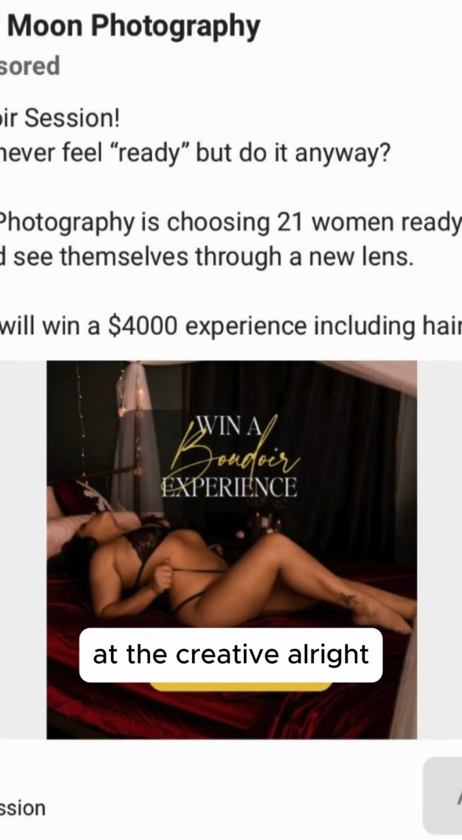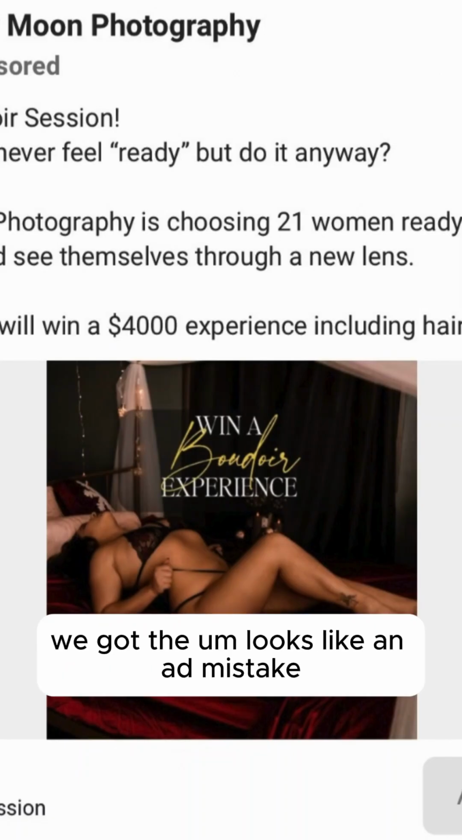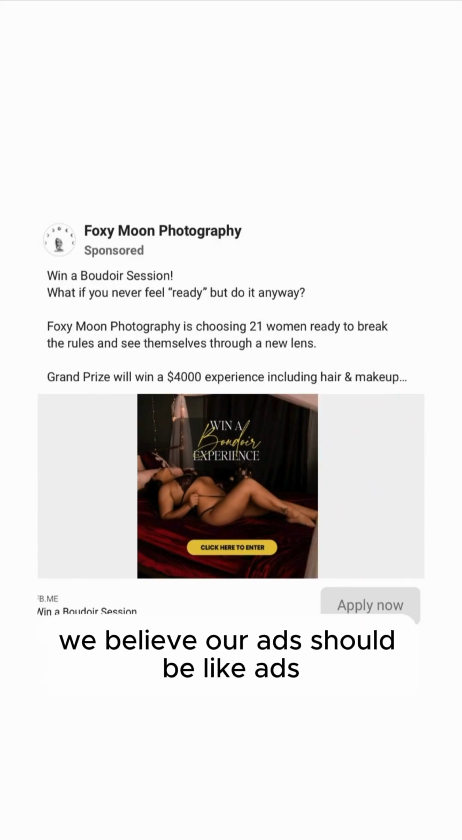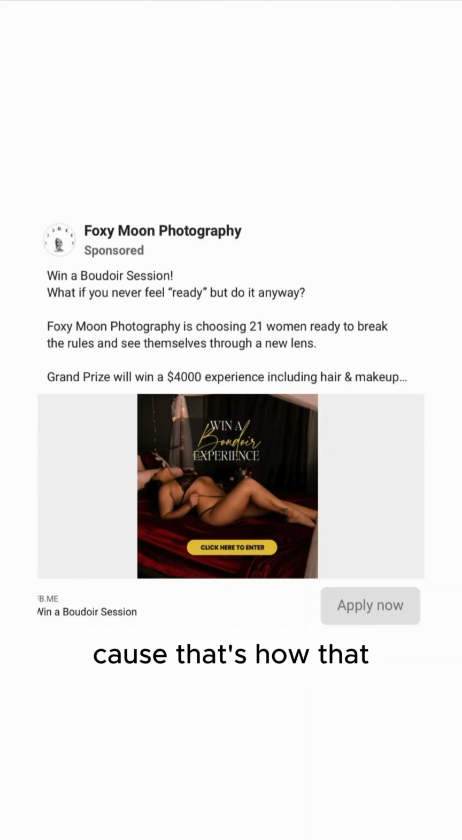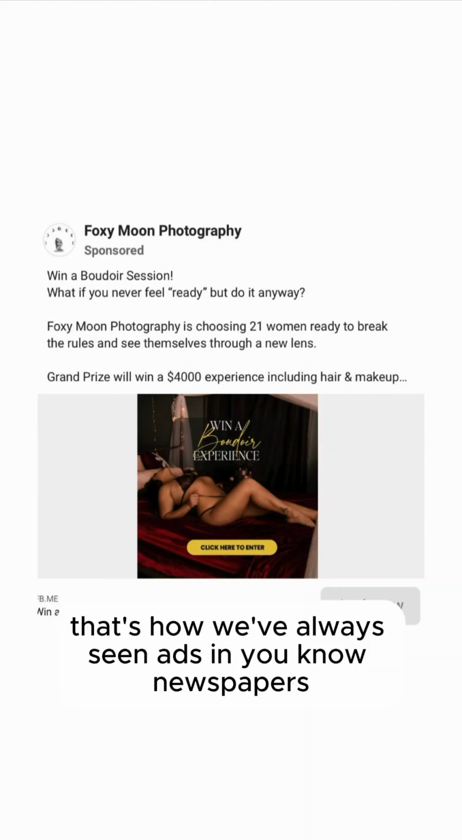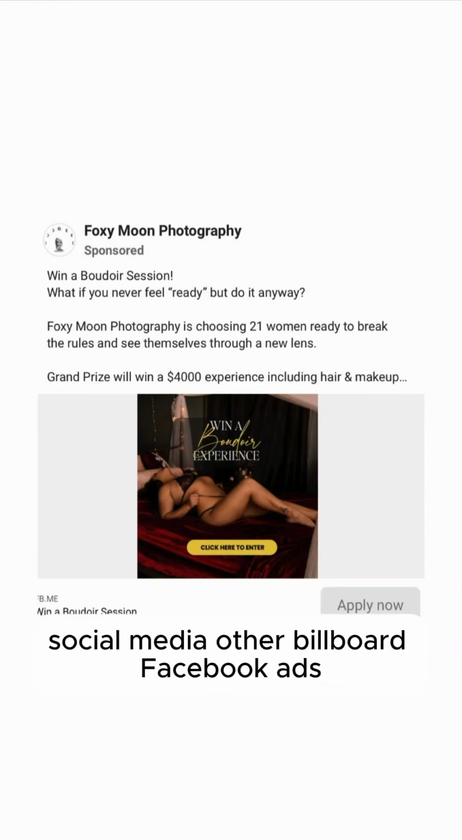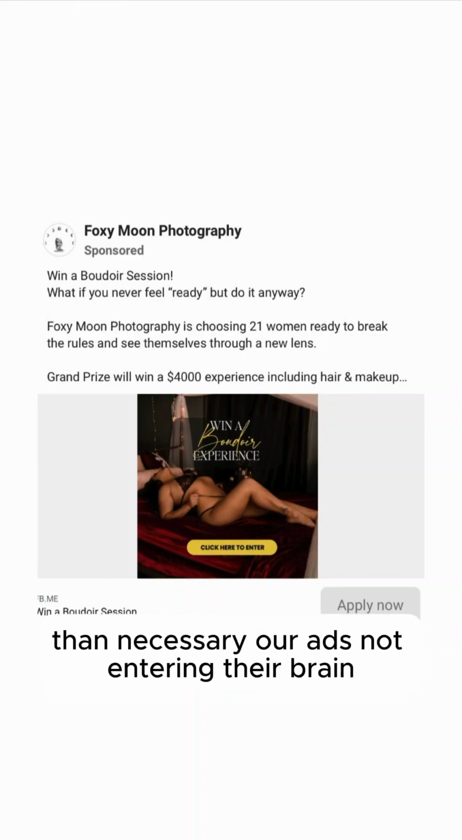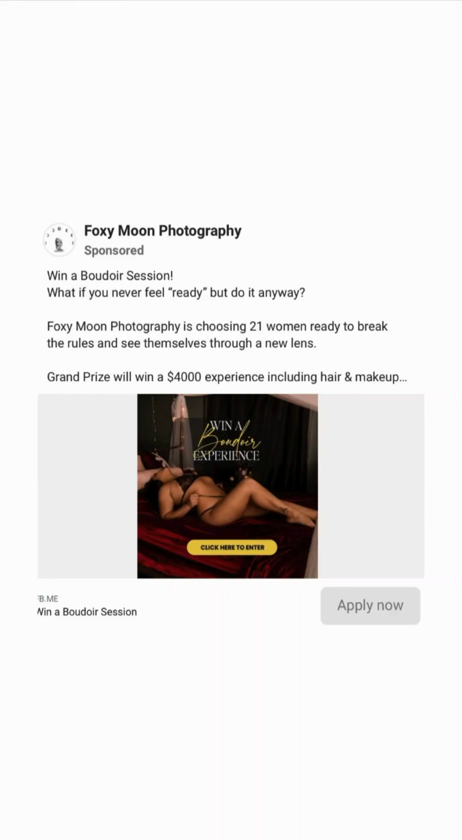Now, looking at the creative, all right, we got the looks like an ad mistake. The false belief that caused us to make this mistake is we believe our ads should be like ads, because that's how we've always seen ads in newspapers, magazines, TV, social media, other boudoir Facebook ads. They've always looked like an ad. The consequence of this, though, is way more women scrolling by our ad than necessary. Our ads not entering their brain, wasting that impression.